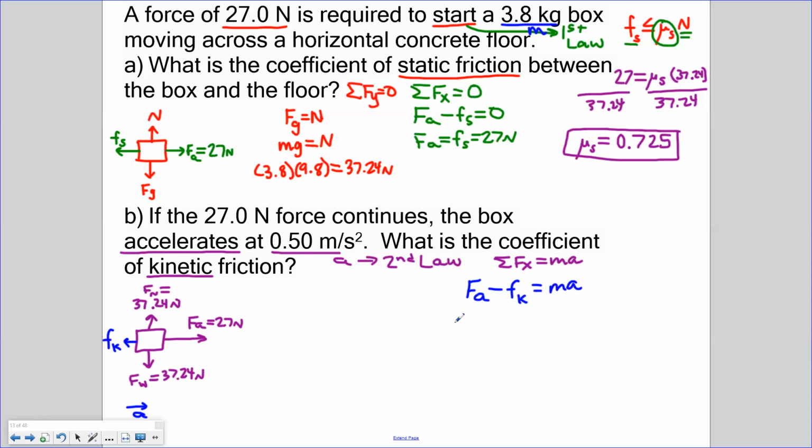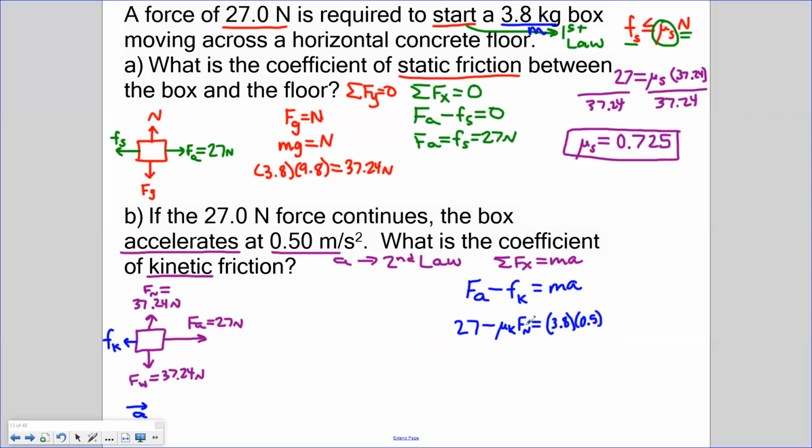All right, so our applied force we know is 27 newtons. We know the equation for kinetic friction is mu K times the normal force. So I will just go ahead and plug that in. And mass we know is 3.8. And our acceleration is 0.5.